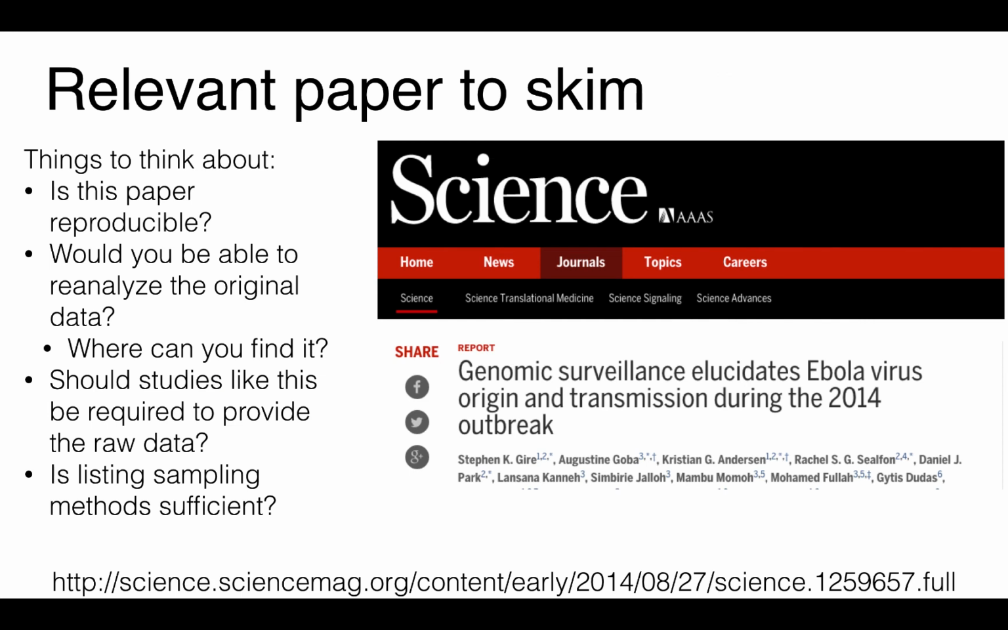Something I'd like you to do when you have time, and again, this isn't a paper we're going to discuss or anything like that, but you don't have to read it in depth, but pull up this paper that I have available in the Canvas and give it a skim. Ask yourself something that maybe you haven't thought about before. What makes genomic data reproducible in papers? Would you be able to reanalyze the original data from this paper? Would you be able to repeat this experiment if you couldn't? Where would you find the original data? And do you think that that's something important that should be listed as required?